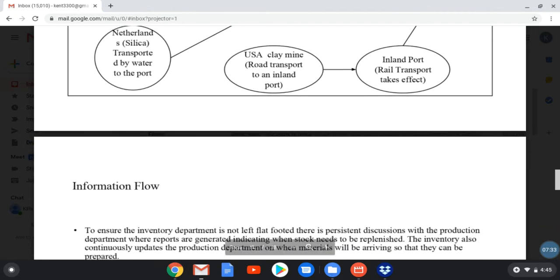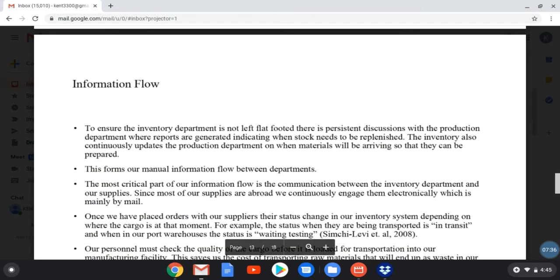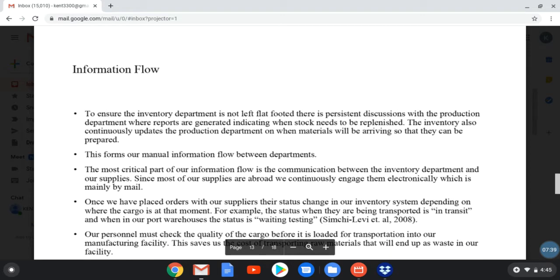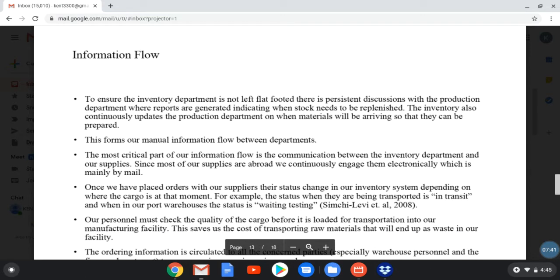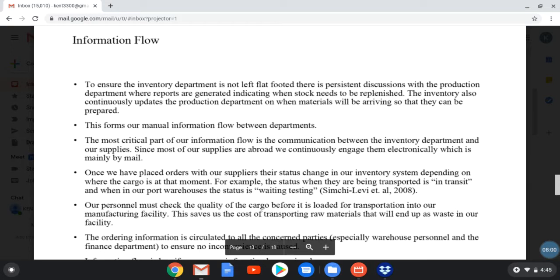Information flow. To ensure the inventory department is not left flat-footed, there are persistent discussions with the production department where reports are generated indicating when stock needs to be replenished. The inventory department also continuously updates the production department on when materials will be arriving so they can be prepared. The most critical part of information flow is communication between the inventory department and our suppliers. Since most of our suppliers are abroad, we continuously engage them electronically, mainly by email.